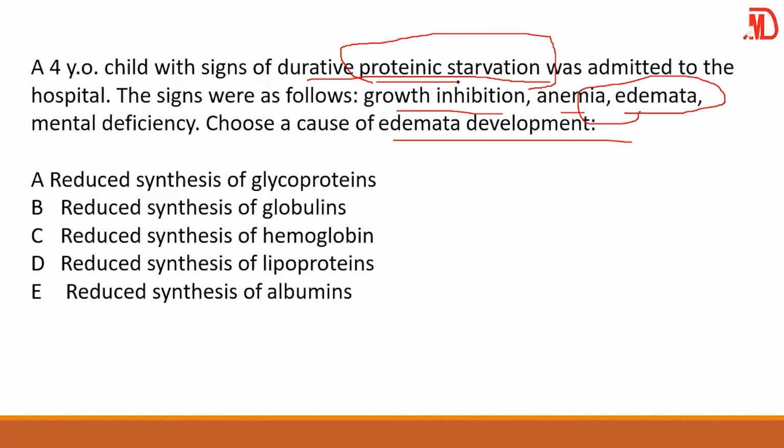You have the albumins, the globulins, and so on. The albumins are the proteins in the highest concentration. So when the albumin is low, it means that fluid will move from the vessels into the tissues.